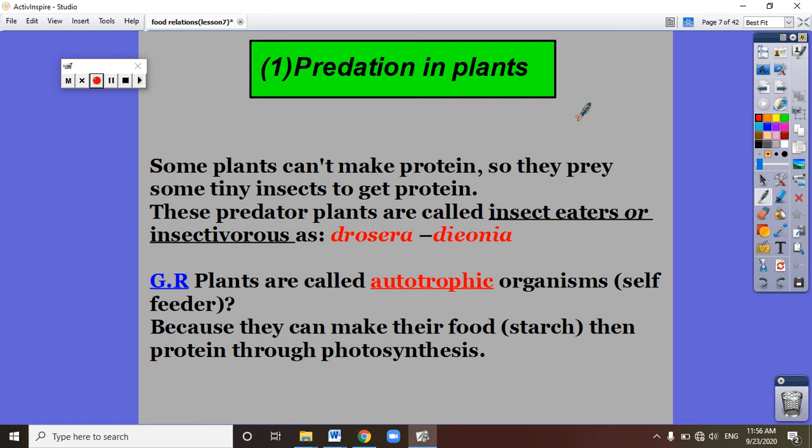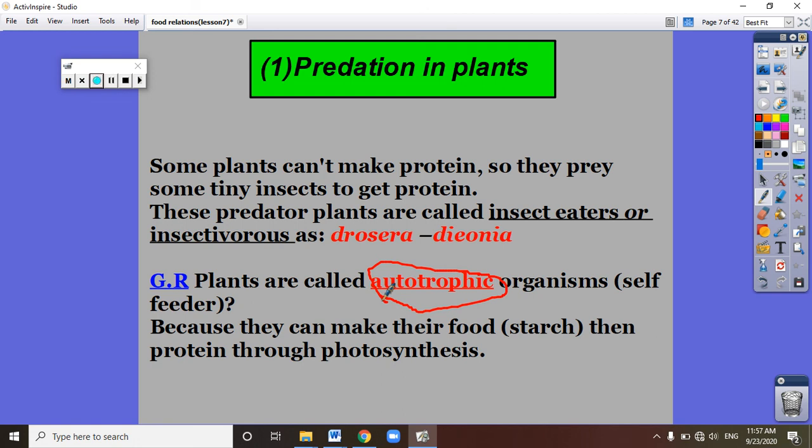Predation in plants. What? Do plants attack or devour prey? Yes. We all know that plants are autotrophic living organisms. What is the meaning of autotrophic? It means that they can make their own food by the photosynthesis process. The plant doesn't need anyone to feed it.